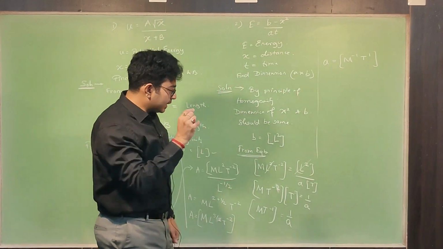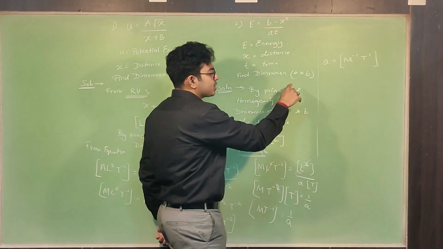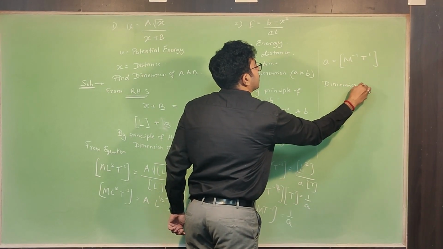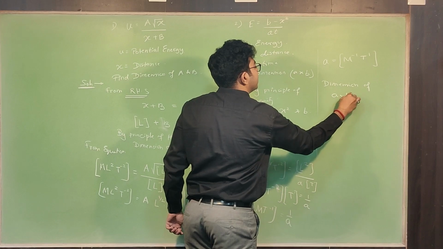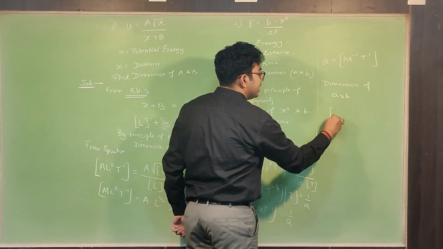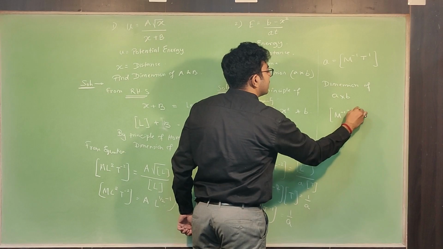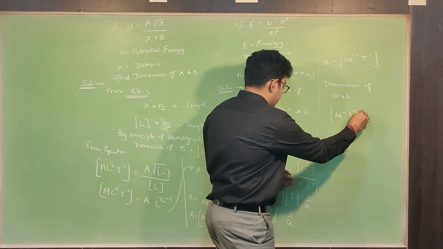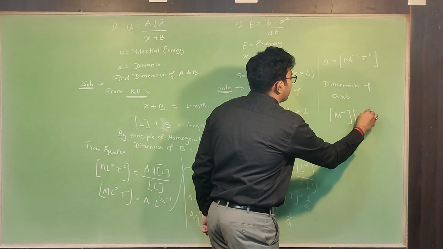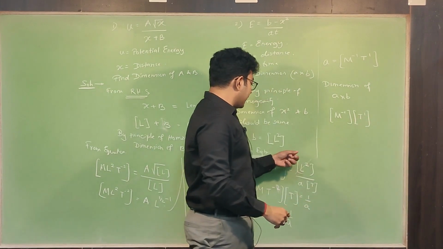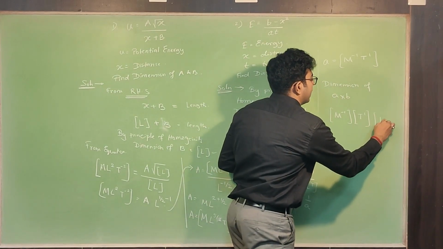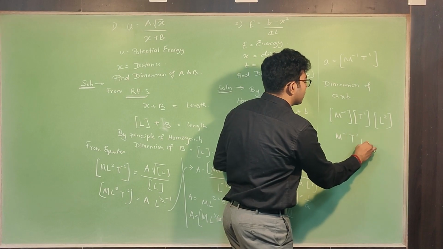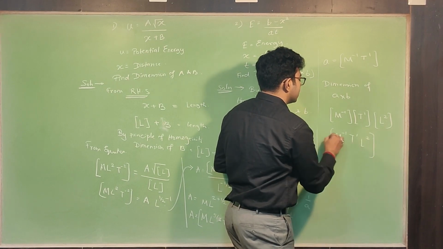Now, in the question they have asked, what will be the dimension of a into b? Therefore, dimension of a into b will be m to the power minus 1 t to the power 1. This is a. And what is b? L square multiplied. So this is coming out to be m to the power minus 1 t to the power 1 L square. This is our answer.